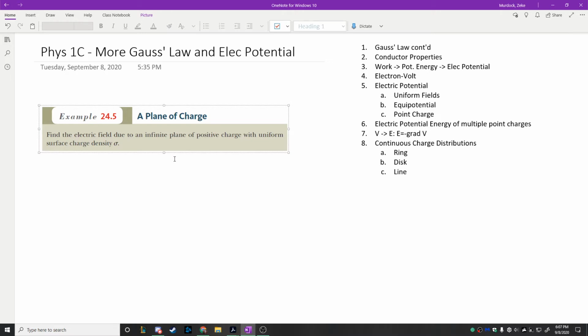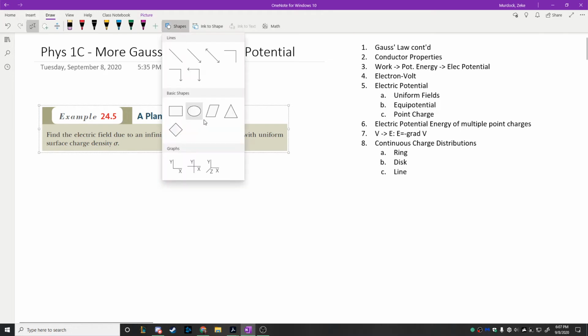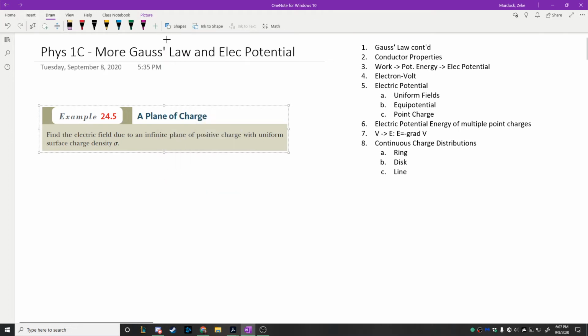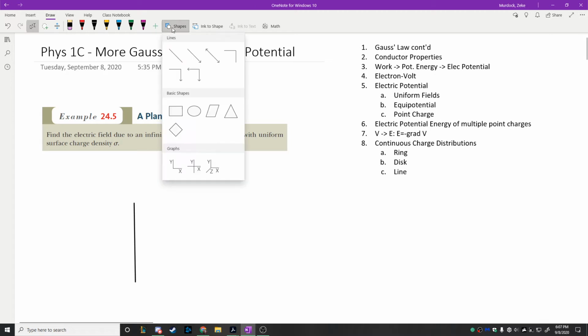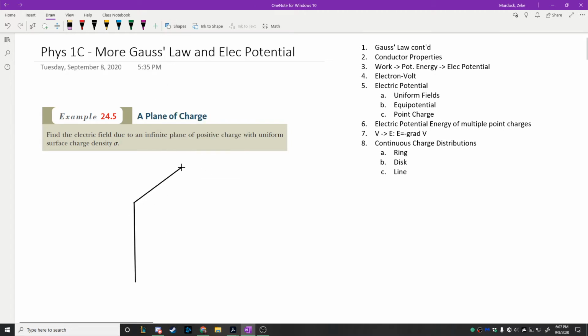So with Gauss's law, we learned that there's a way to find electric fields by making kind of an appeal to symmetry. And this is another problem that's going to provide a pretty useful solution to us. So a plane of charge. What's a plane of charge? Well, a plane of charge is basically just going to be like a box, but we need to draw it kind of three-dimensionally. So let's draw a plane, and let's have it be drawn kind of like this.